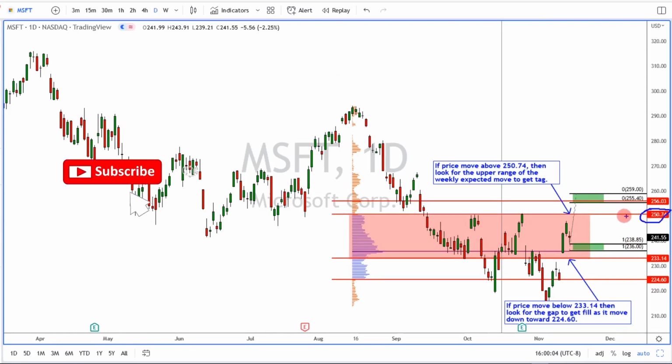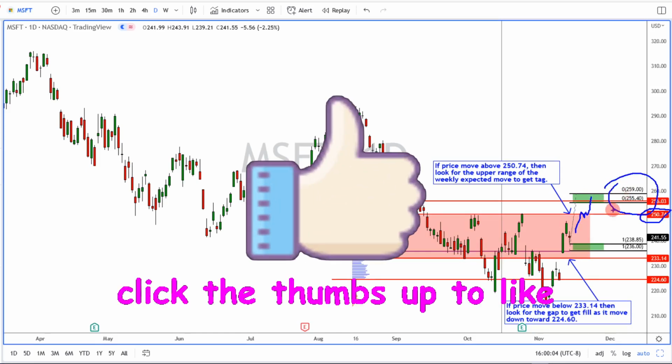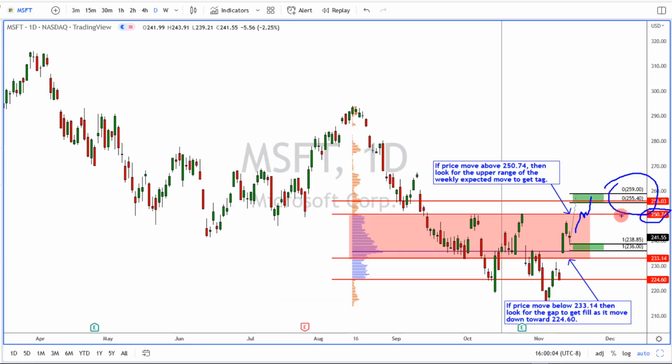And here looking at Microsoft on the upside, we're basically waiting to see would it be able to get above this 250.74. And if we could get above this, then look for this upper range of the weekly expected move between 259 and 255.40 to get tagged. But if it decides to pull back and dip into this lower range of the weekly expected move between 238.85 and 236, then watch for this 233.14. If it gets outside of this balance area, then look for a move to come down to this edge here at 224.60.